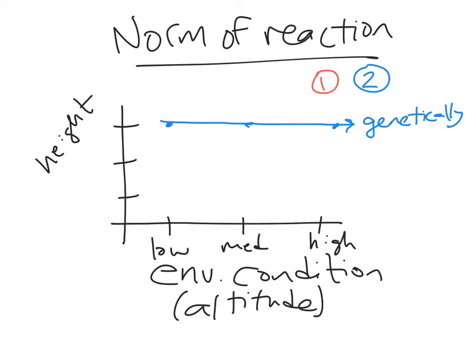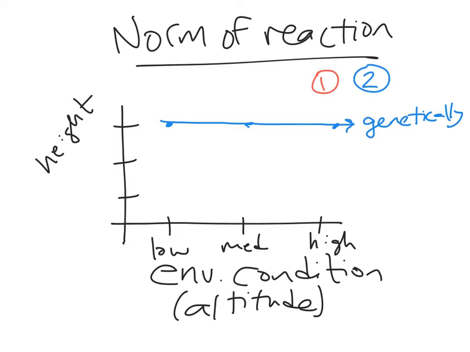So you might also have to ask, well, at those 3 altitudes, did the soil conditions change? Did the amount of water change? Did the amount of nutrients change? Etc. So hopefully you're getting the idea that it's hard to use a norm of reaction plot to prove that a trait is entirely genetically controlled.